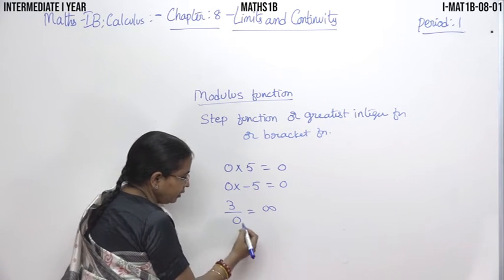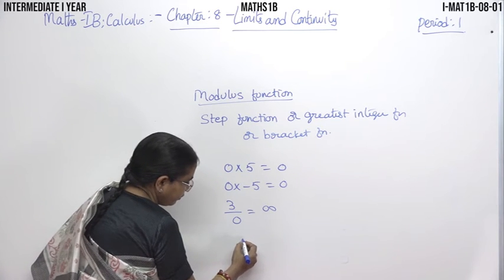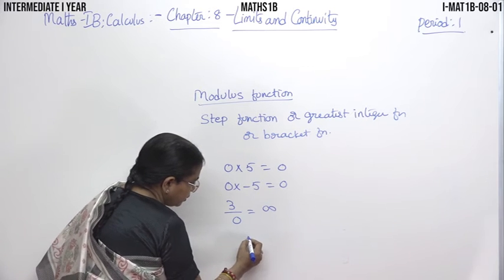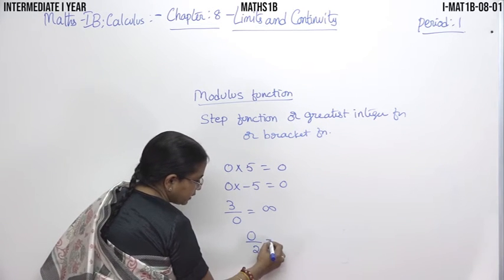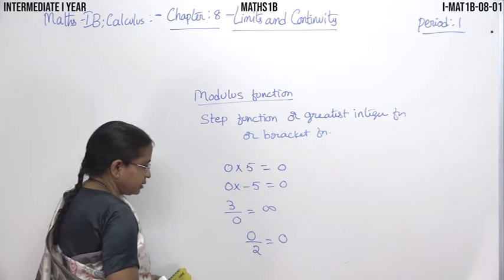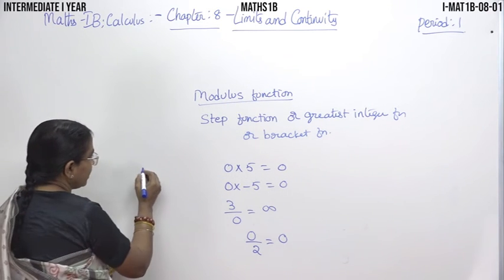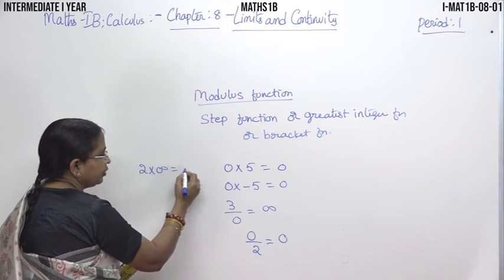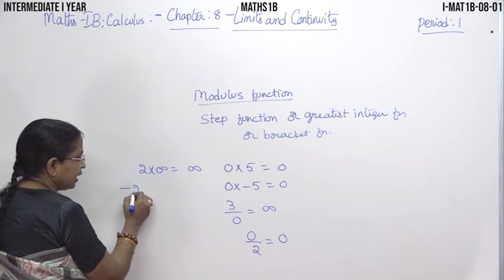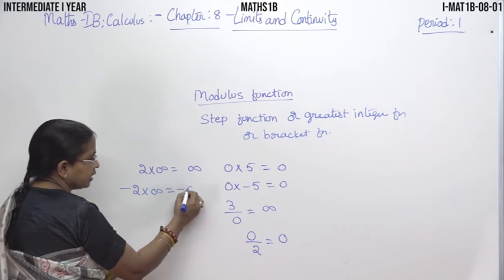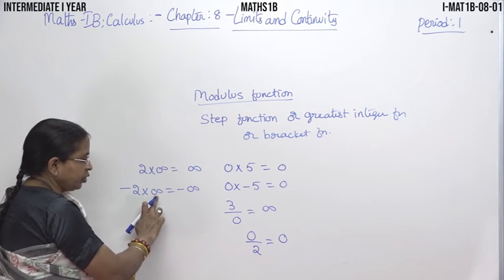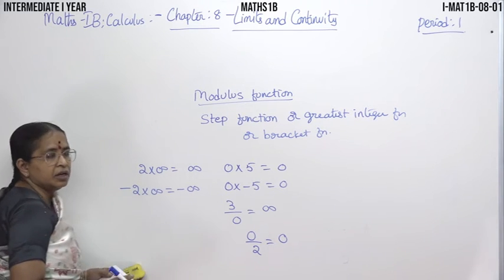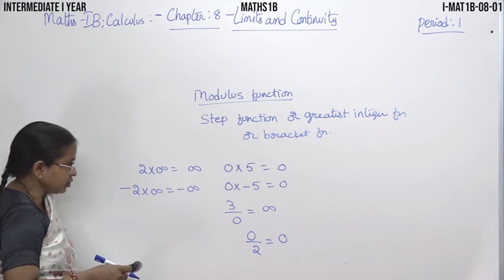Now suppose I have 0 by 2. 0 by 2 is again 0. Next, suppose I have 2 into infinity. Any positive number into infinity is infinity. Suppose I write minus 2 into infinity. This is minus infinity. Negative number into infinity is minus infinity. Positive number into infinity is infinity. So these are some clarifications which you should understand.